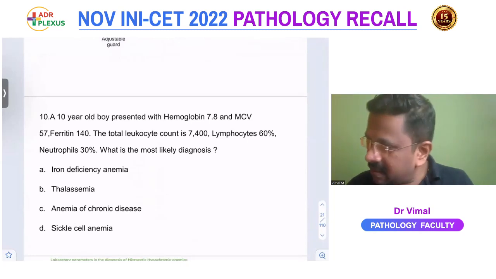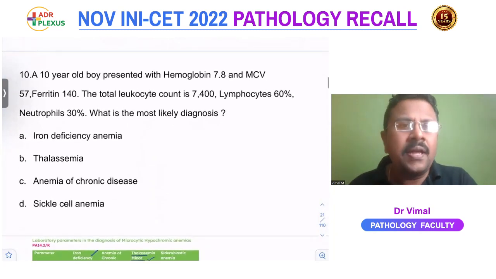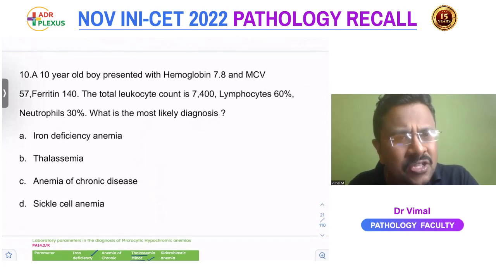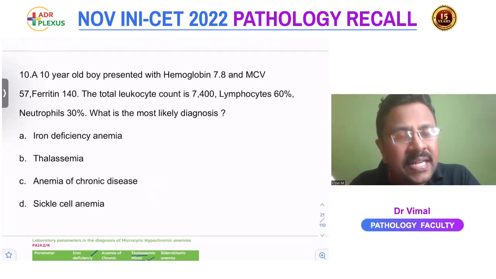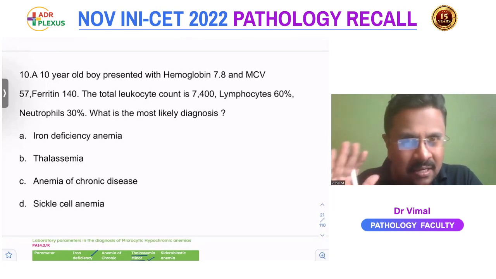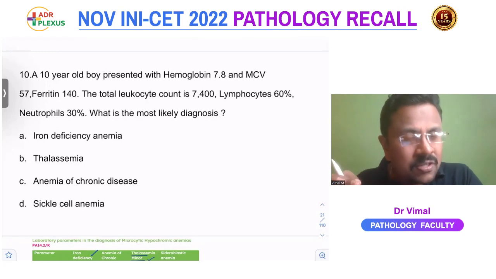Coming to the next question, that is a 10-year-old boy presented with a hemoglobin 7.8 and MCV 57. So they have given you a case of a 10-year-old boy. So a pediatric age group patient presenting with a low hemoglobin and MCV 57. So it is a case of microcytic hypochromic anemia. So from that itself, we are making a first conclusion that HB is also low and MCV is also low.